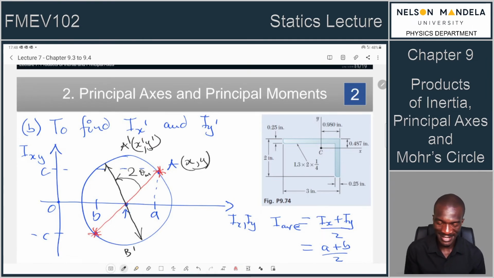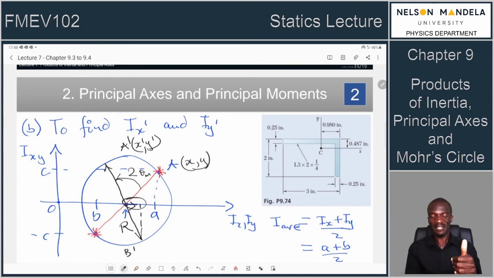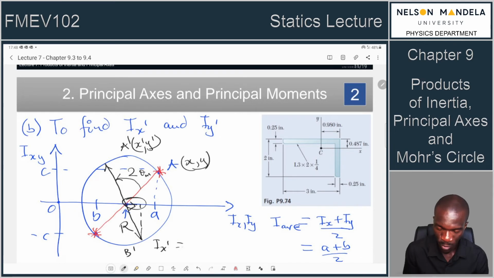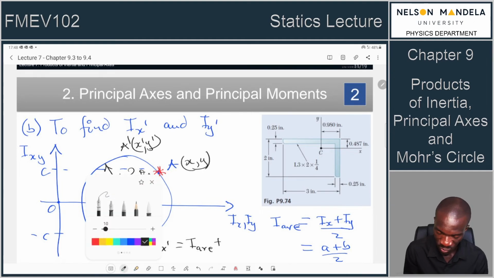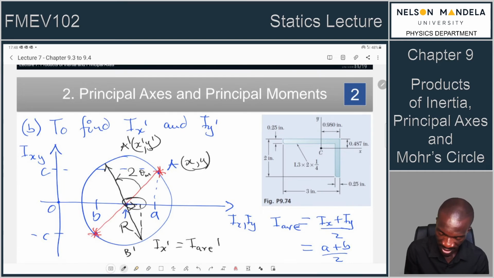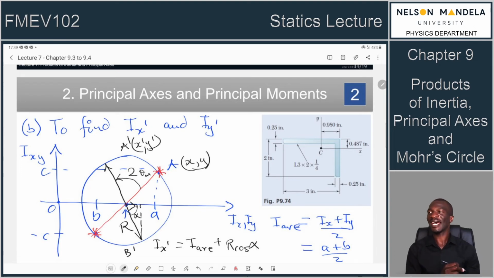Now that you have it that way, if you want to find the Ix, all you need is your geometry. So this is now your Ix. This is the projection of this radius onto the horizontal axis, and you've got your value of Ix. This means your Ix prime would be equal to your I average plus the projection of the radius onto this axis. You can do your geometry and see that if I have 40 degrees there, then what would I have elsewhere? Let me call this angle alpha. So this would be r cos alpha.